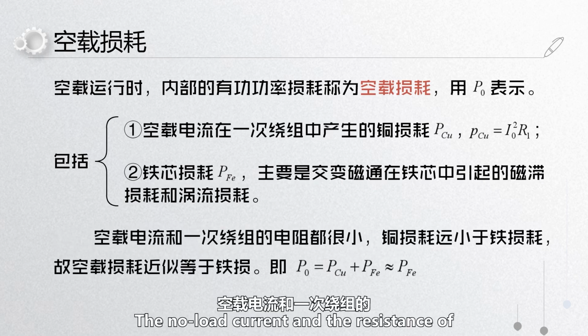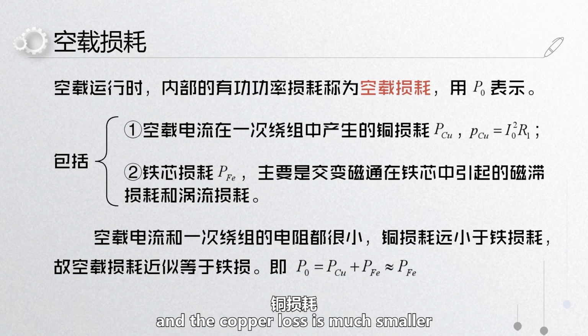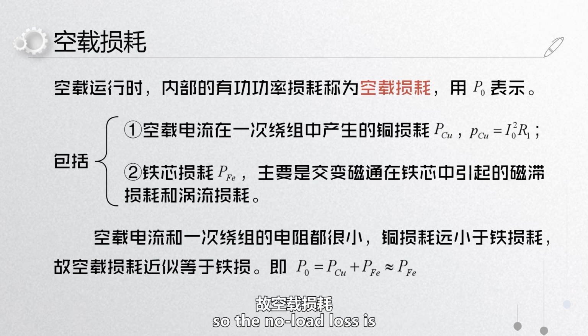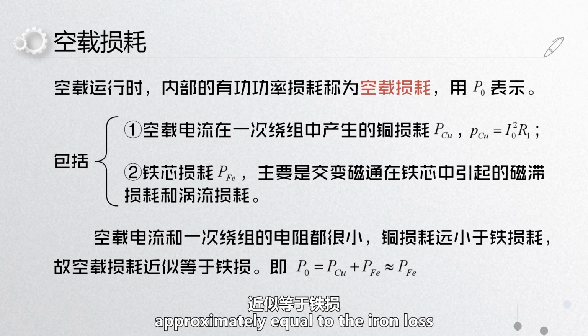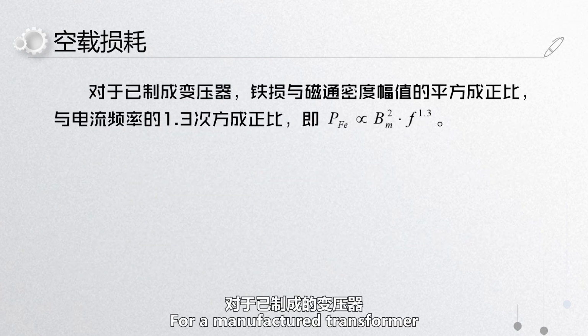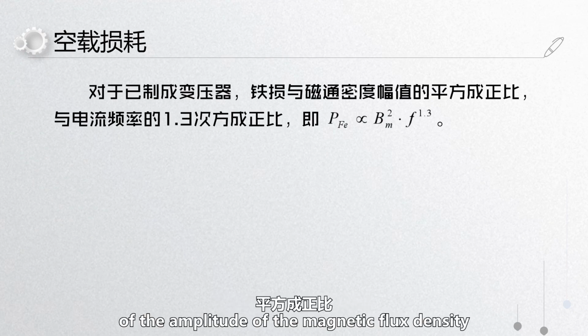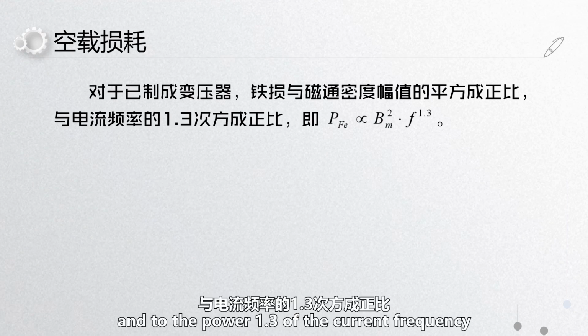The no-load current and the resistance of the primary winding are both very small, and the copper loss is much smaller than the iron loss. So the no-load loss is approximately equal to the iron loss. Use formulas to represent as shown in the courseware. For a manufactured transformer, the iron loss is proportional to the square of the amplitude of the magnetic flux density and to the power 1.3 of the current frequency.